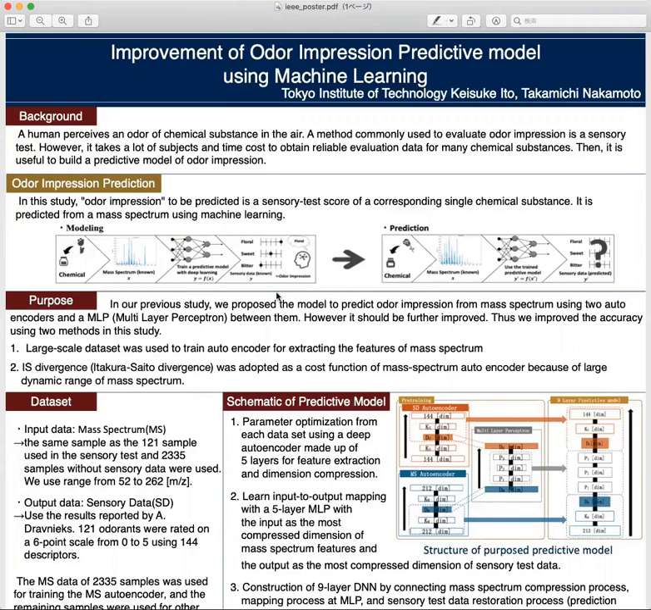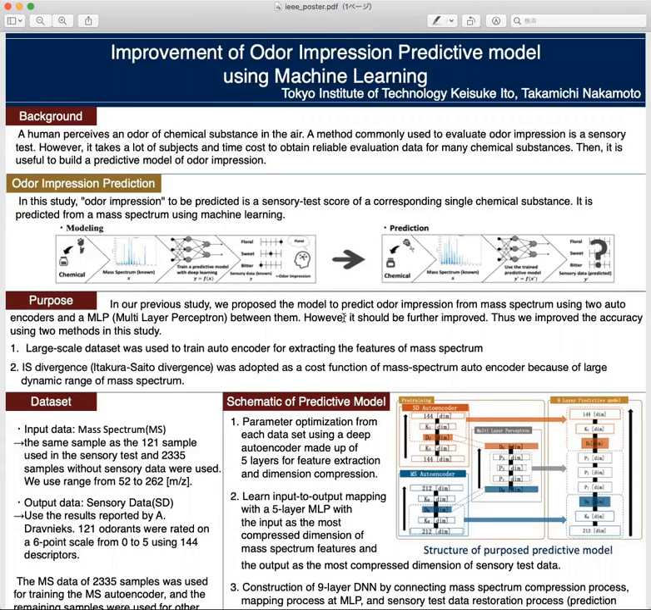At the time of training, the mass spectrum is given as input data and the sensory test score is given to the model as target signal. We then expect to predict the corresponding sensory test score when we give the trained model a new mass spectrum.